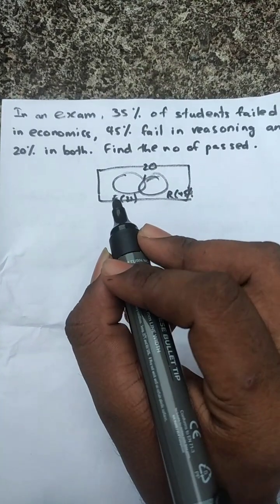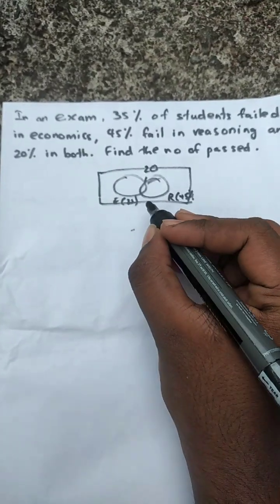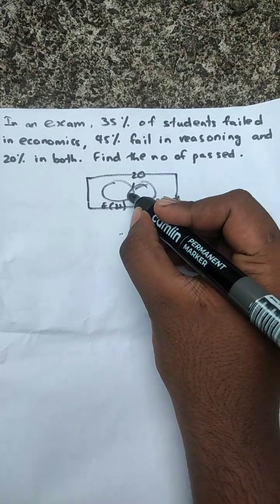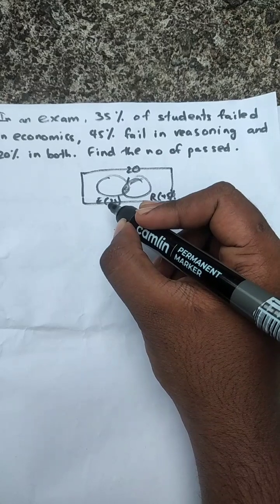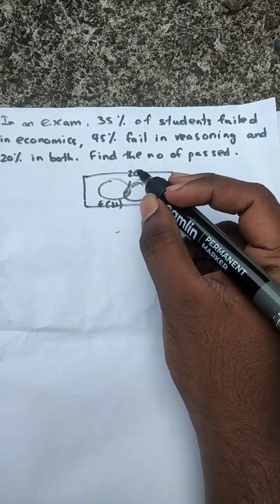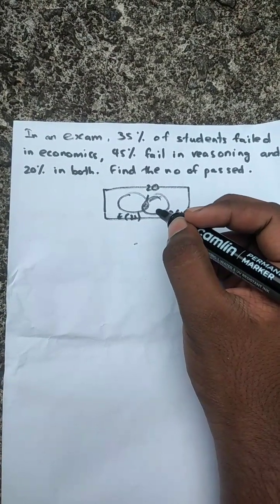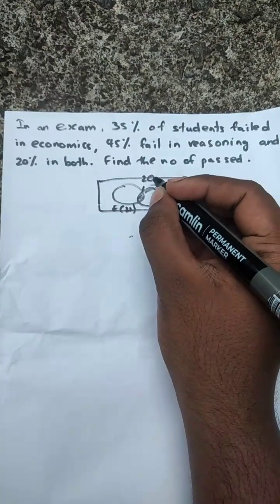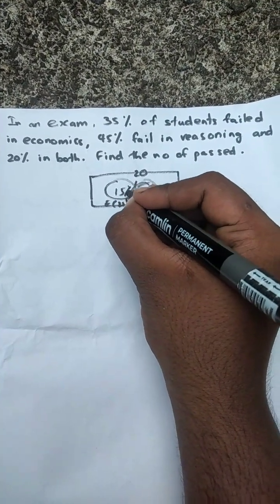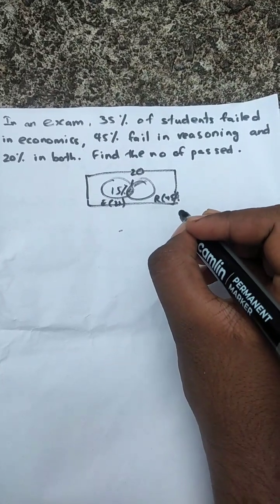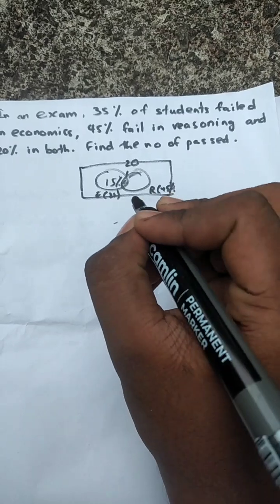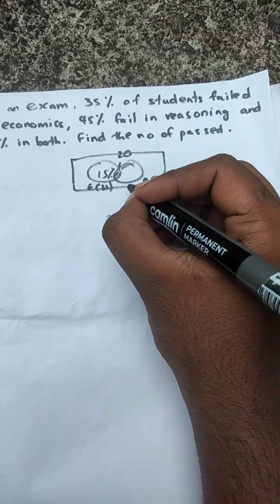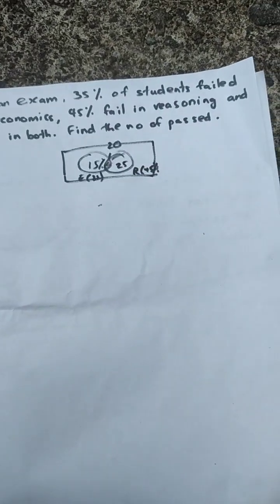In the subject economics only, how many students failed? This is the area in which students failed in both economics and reasoning. 35% of students failed in economics and 20% failed in both reasoning and economics, so we want to find those who failed only in economics. 35 minus 20 is 15%. So 15% failed only in economics. In reasoning, 45% failed, and 20% failed in both, so 45 minus 20 is 25. So 25% failed only in reasoning and passed economics.